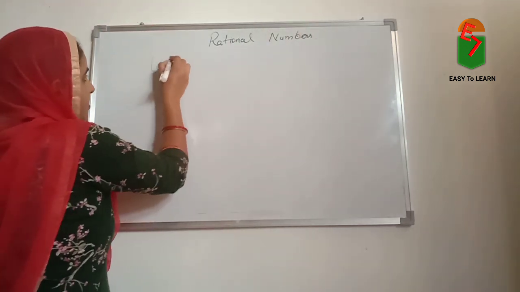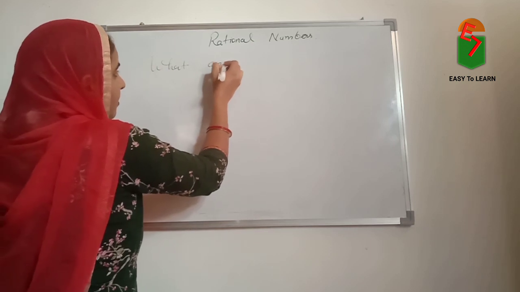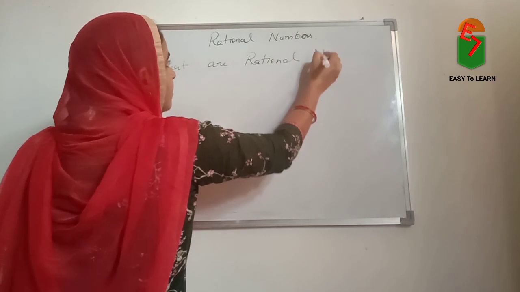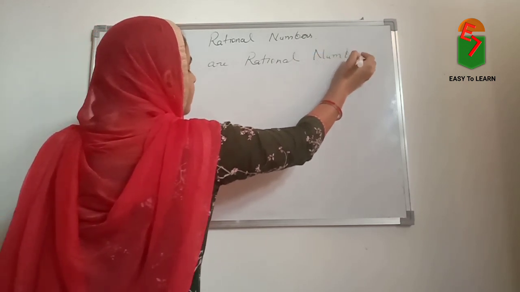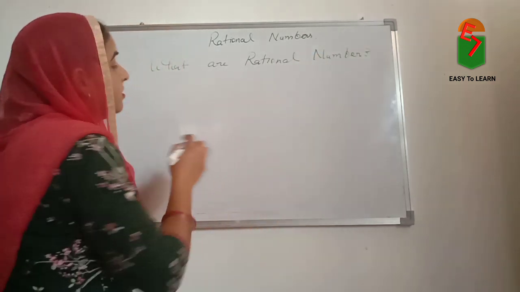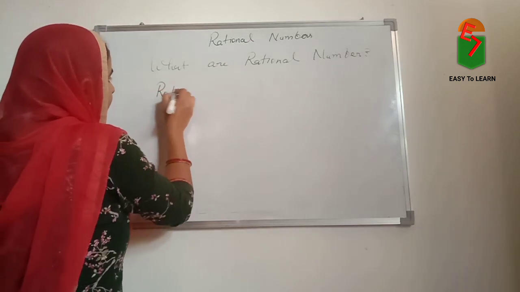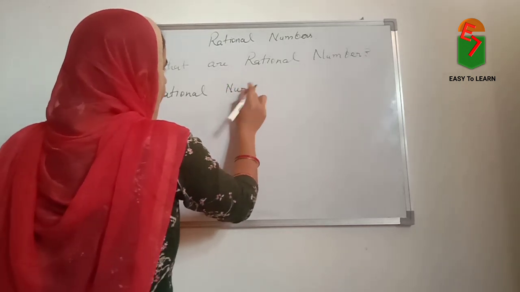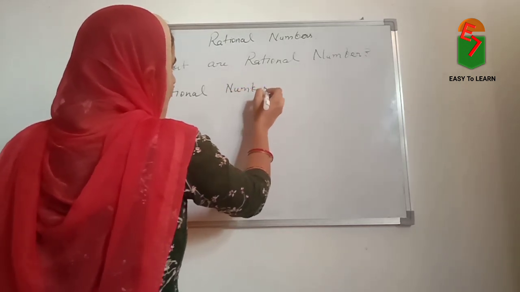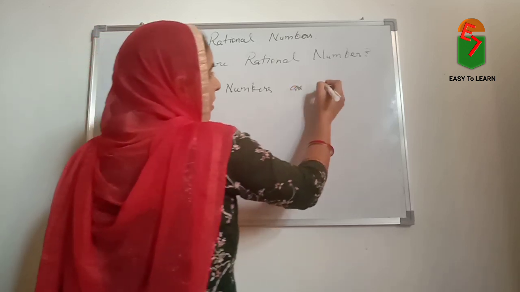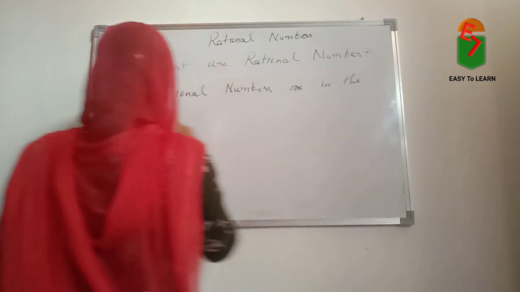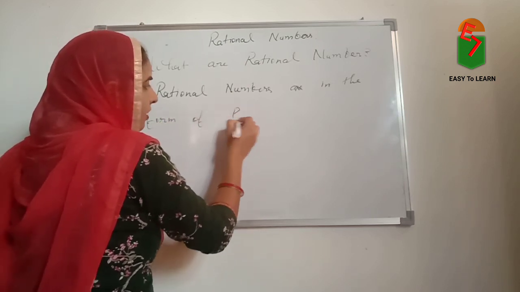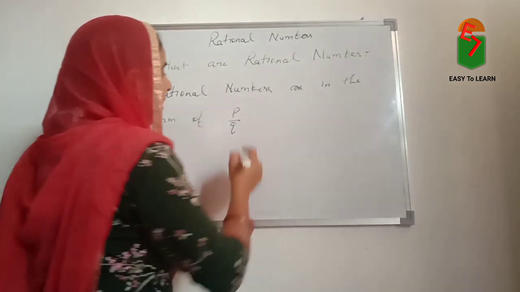What are rational numbers? Our answer is: rational numbers are numbers in the form of p by q.